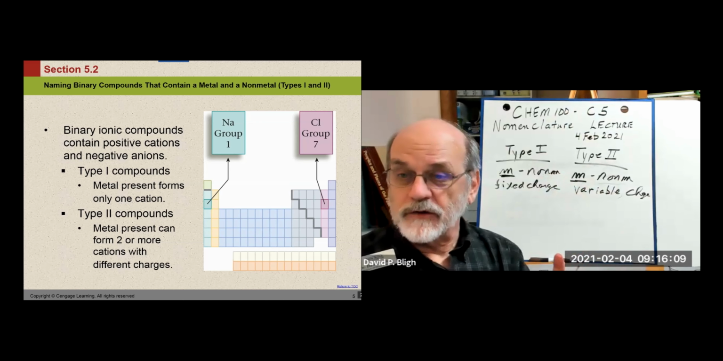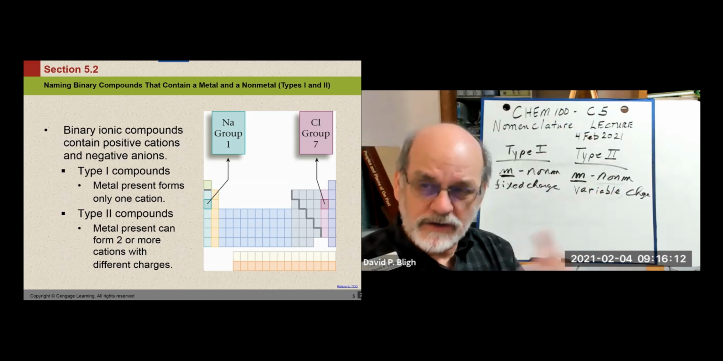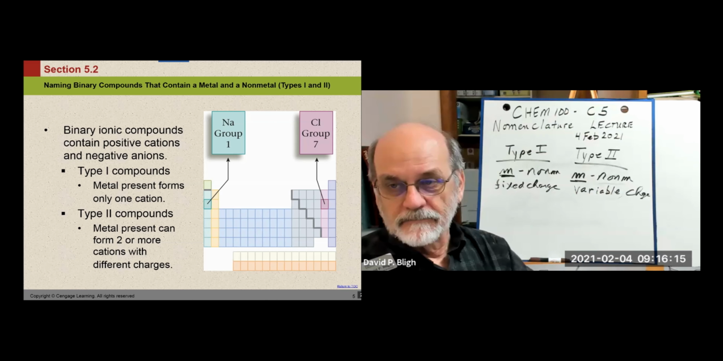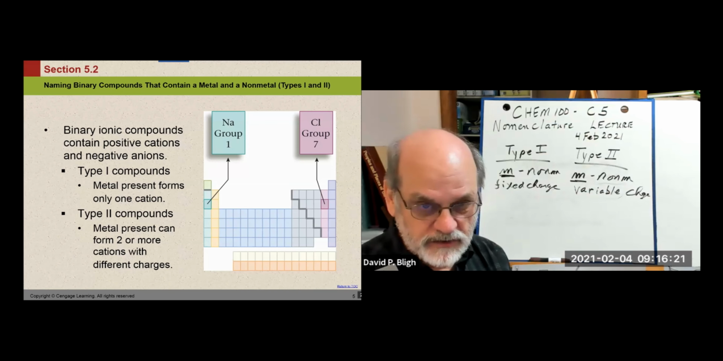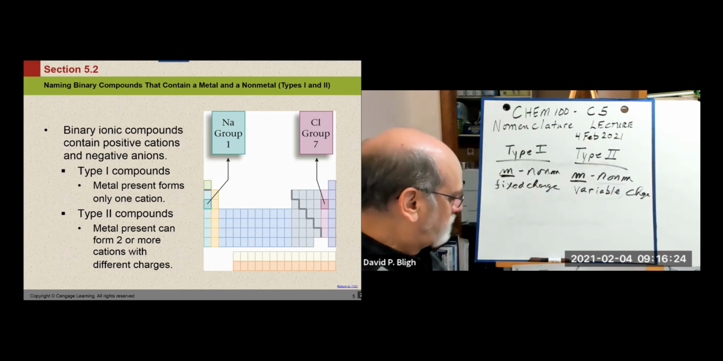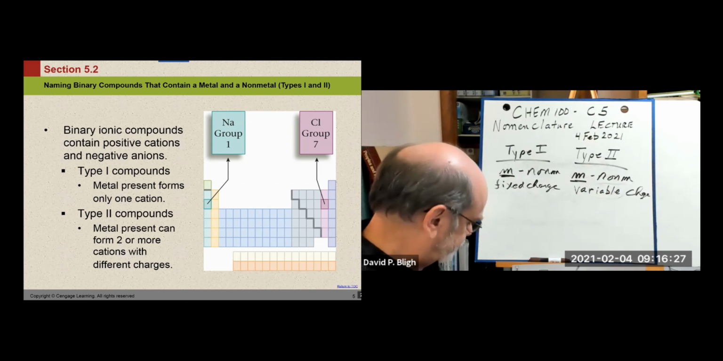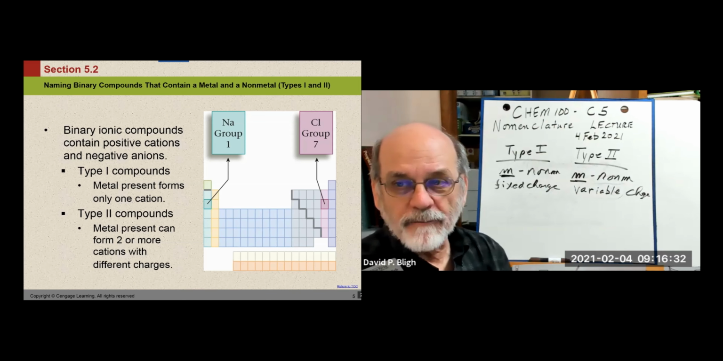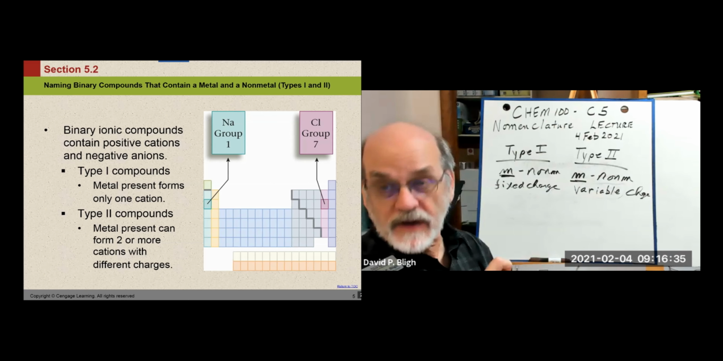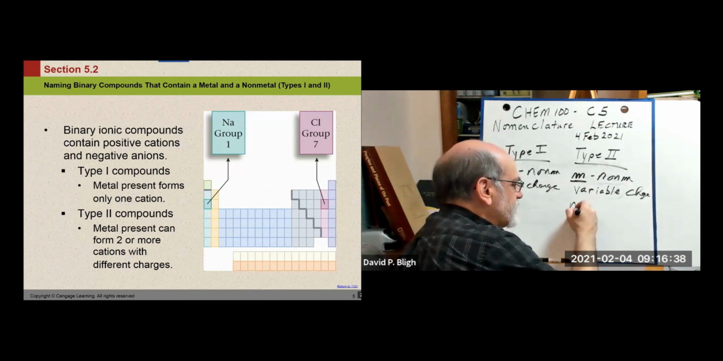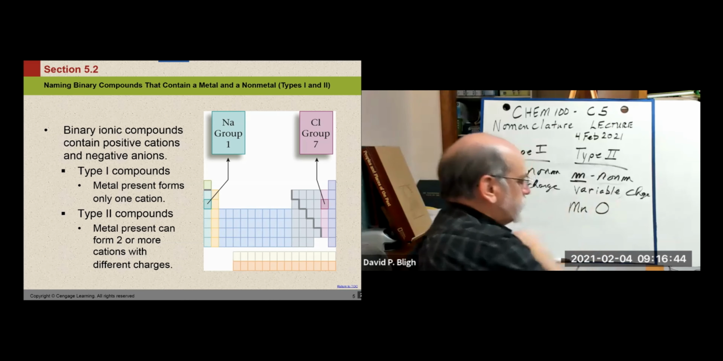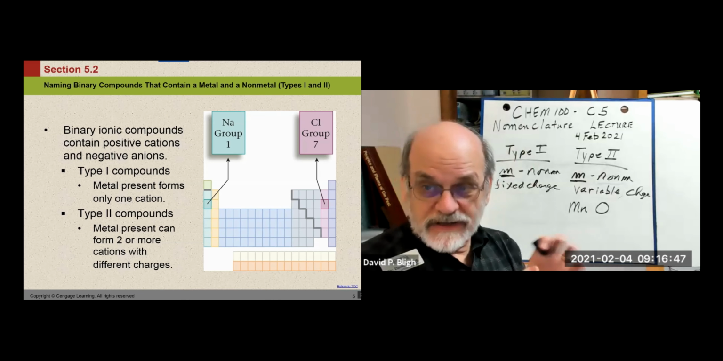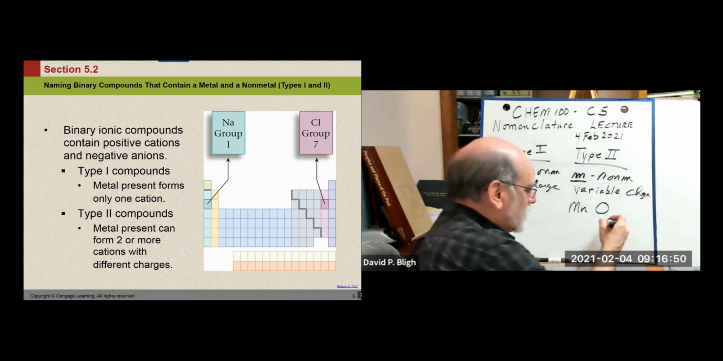If your metal can have more than 1 charge, how can you balance it if you don't know what the charge is? Well, you have to know what the charge is. And when you write the name of the compound, you have to say what the charge is. For instance, let's say we have a compound, let's write the compound first. Let's say it has manganese in it, and it has oxygen in it. And you're given the compound, and it's written this way, with 2 of these.